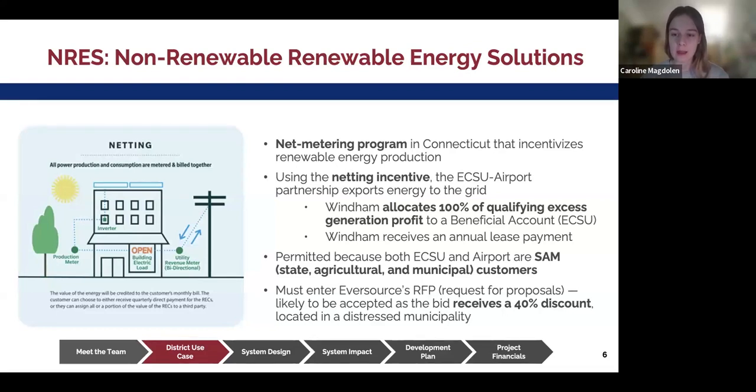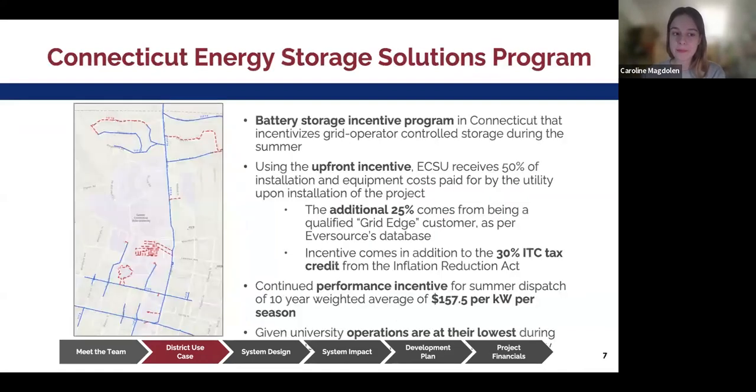So using the netting incentive, the ECSU Airport Partnership exports energy to the grid, and Windham Airport allocates 100% of qualifying excess generation profit to a beneficial account, which in this case is ECSU. Also worth noting is that to make use of this incentive program, we must enter the utility Eversource's request for proposals. However, we are confident that our bid would be accepted because, as already mentioned, ECSU is located in a distressed municipality, and therefore the bid would receive a 40% discount. Next slide, please.